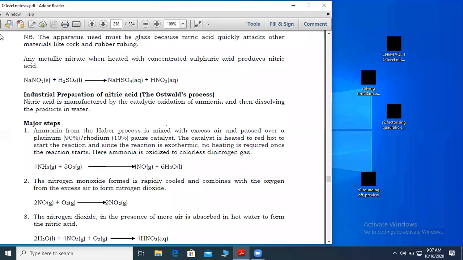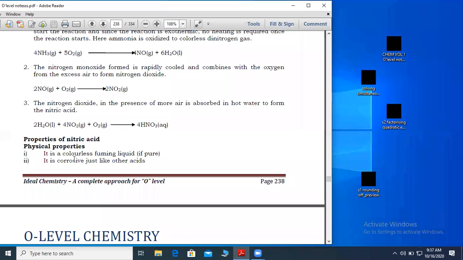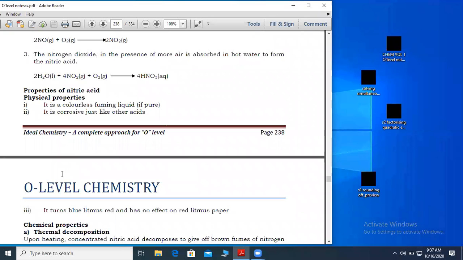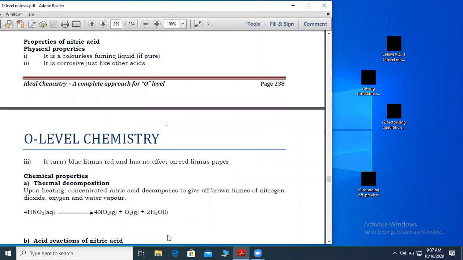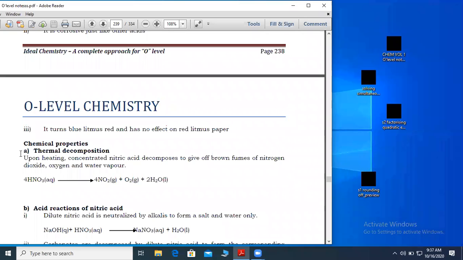Industrial preparation of nitric acid, this one we have already seen. I'm not going to take time on it. We can just go to properties. It is a colorless liquid, it is corrosive, that one we know. Chemical properties. This is the first one we have been talking about. It decomposes to nitrogen dioxide, oxygen, and water. And nitrogen dioxide is usually a brown fume.